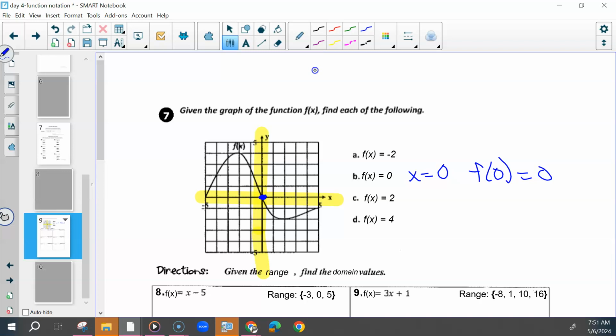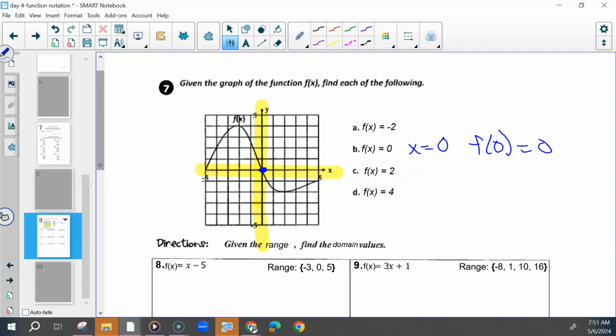Any others from 7? D. So when y is 4, what is your x value? So you could put it like this, or f of negative 2 equals. Other questions there?